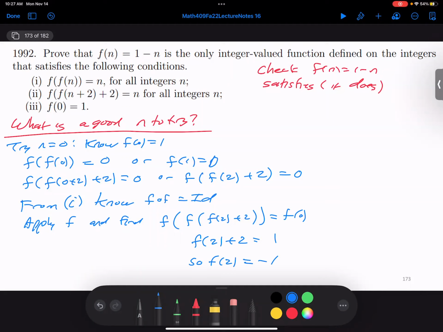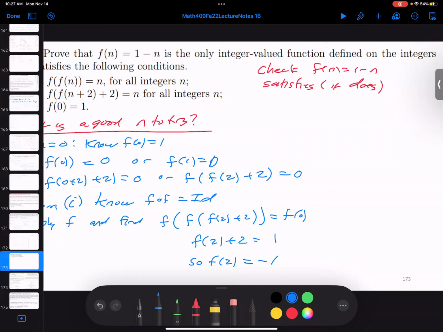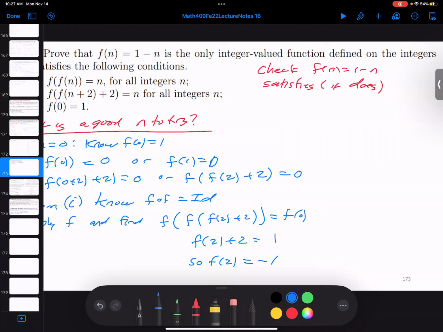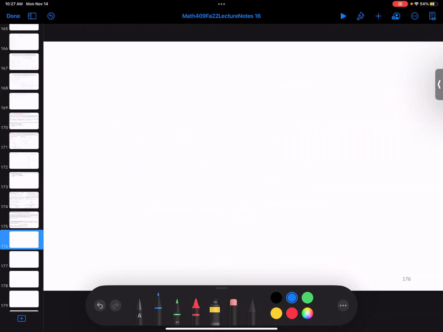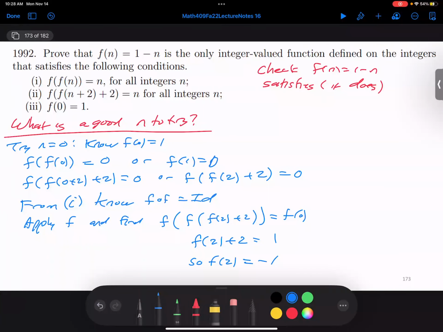We've now shown f of 1 is 0. We've shown f of 2 is negative 1. It's looking a lot like this is the right function. Can you think of what would be a good thing to try now? Do we have different n's and then just go with a pattern or something like that? So what should we do next?